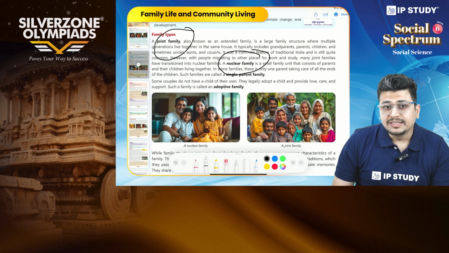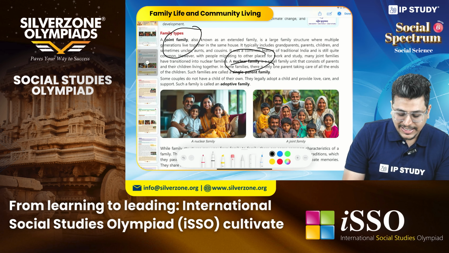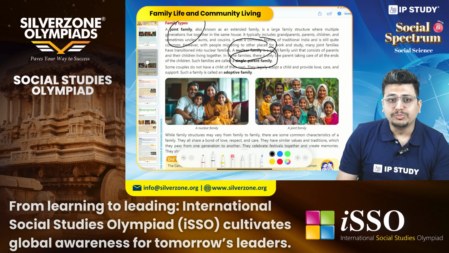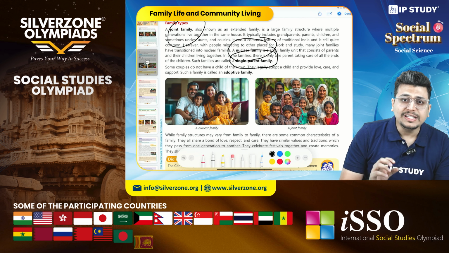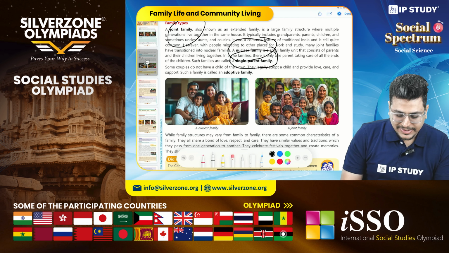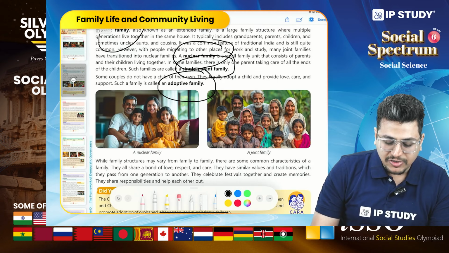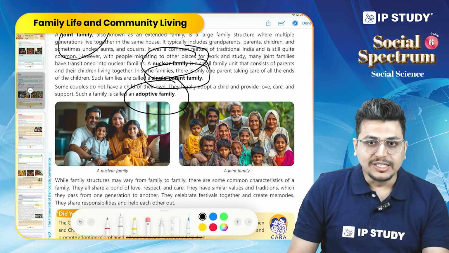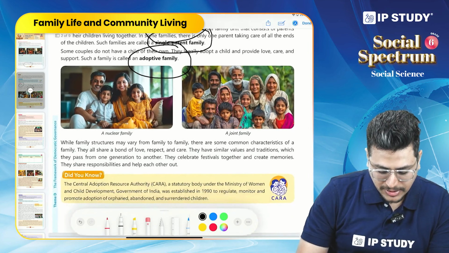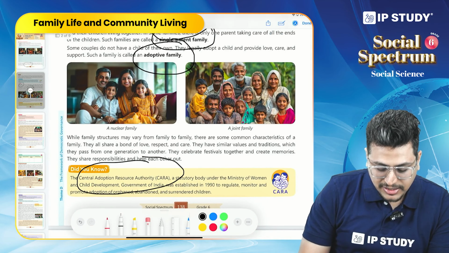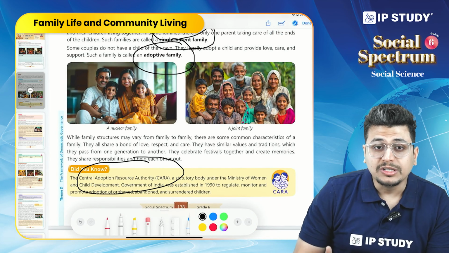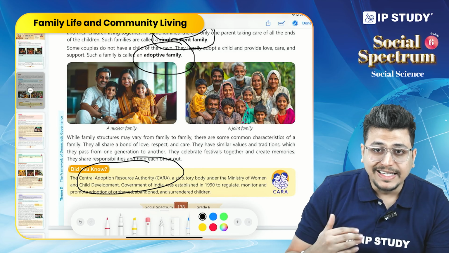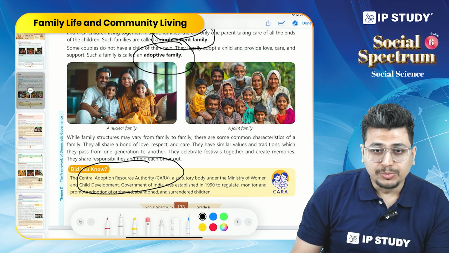Apart from these, there are also single parent families, where it is the single parent, whether father or mother, who is taking care of all the needs of the children. And then of course we have an adoptive family, where it is through adoption that the parents are legally adopting their children. You see, CARA is the association which is responsible for managing this, so that all the children are adopted legally and the rights of the children are protected.